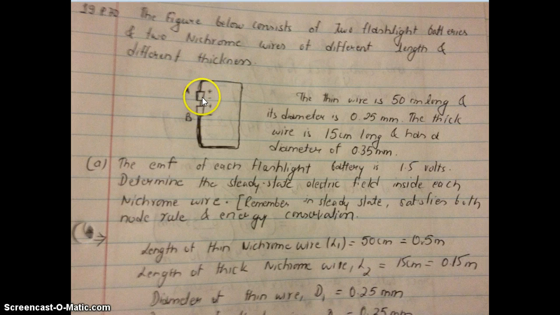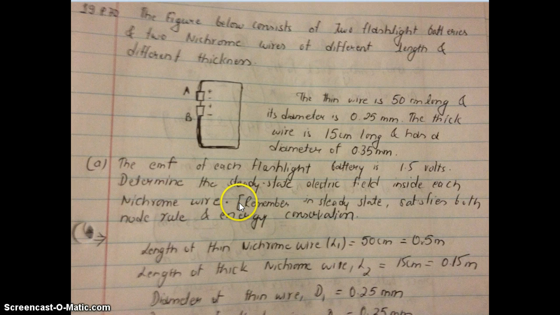You can see in the figure two batteries are connected by a thin nichrome wire and a thick nichrome wire. The thin wire is 50 centimeter long and its diameter is 0.25 millimeter. The thick wire is 15 centimeter long and has a diameter of 0.35 millimeter. Part A says the EMF of each flashlight battery is 1.5 volts. Determine the steady state electric field inside each nichrome wire.